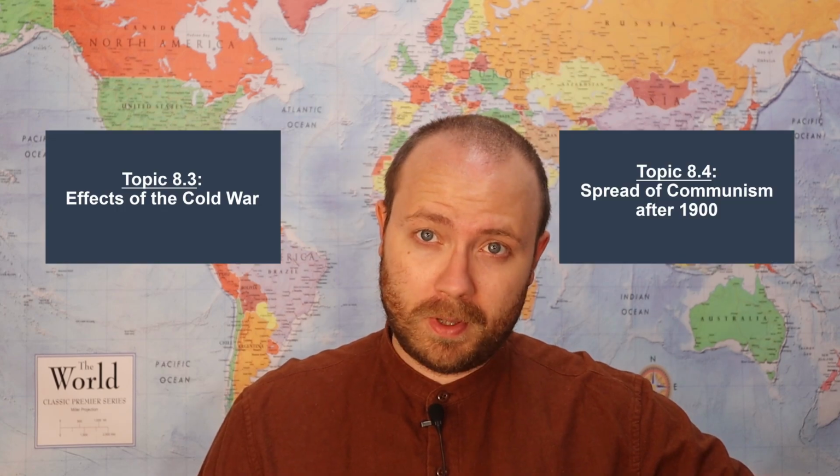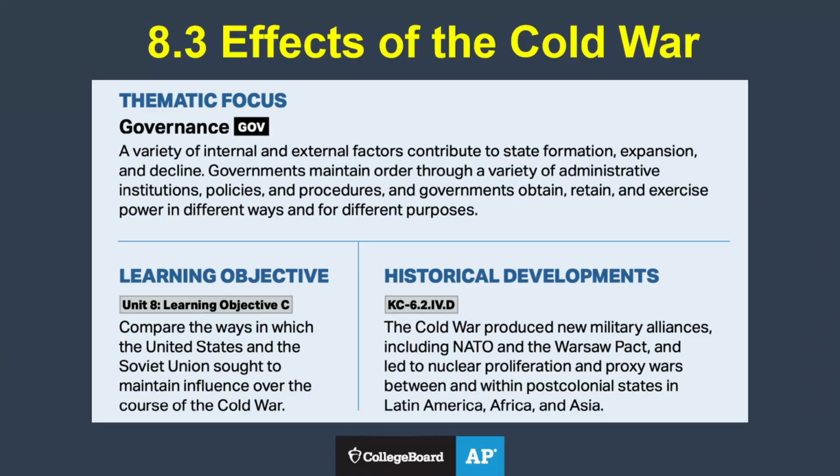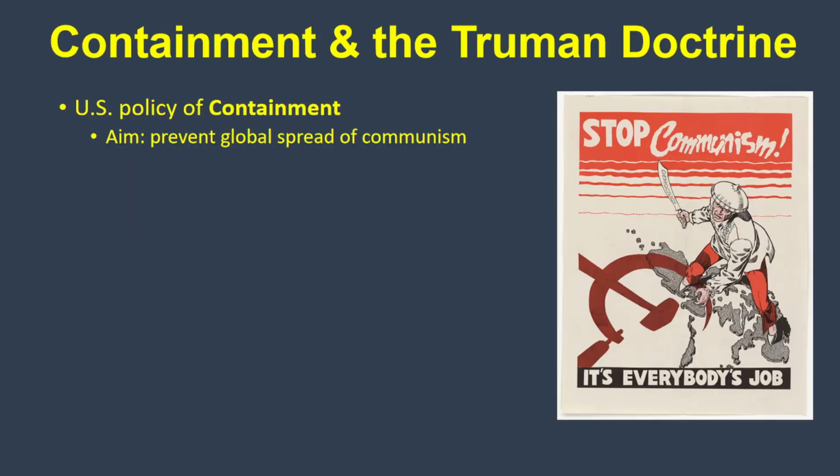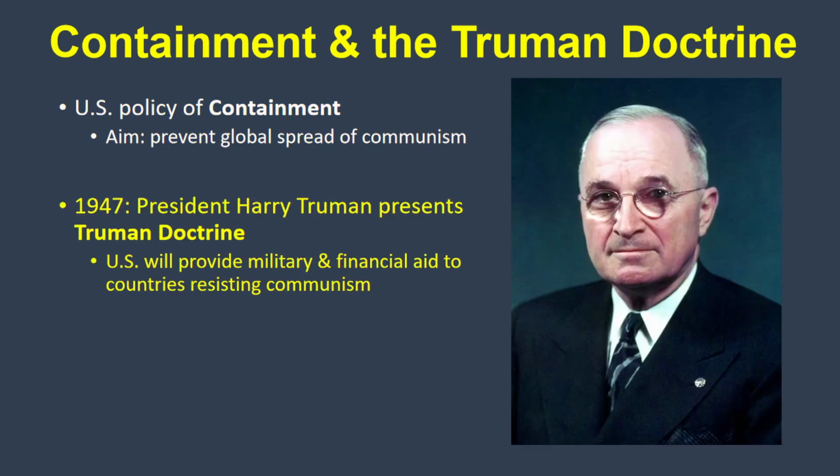Today we're covering topics 8.3 and 8.4. Here's the required content for 8.3, Effects of the Cold War. As communism spread throughout Eastern Europe, the United States adopted the policy of containment, preventing the spread of communism around the world. President Harry Truman outlined the Truman Doctrine in 1947, which stated that the USA would provide military and financial aid to countries resisting communism, including sending the US military if necessary.